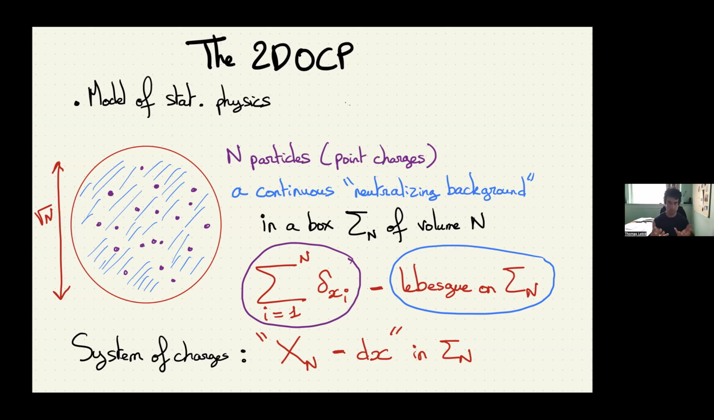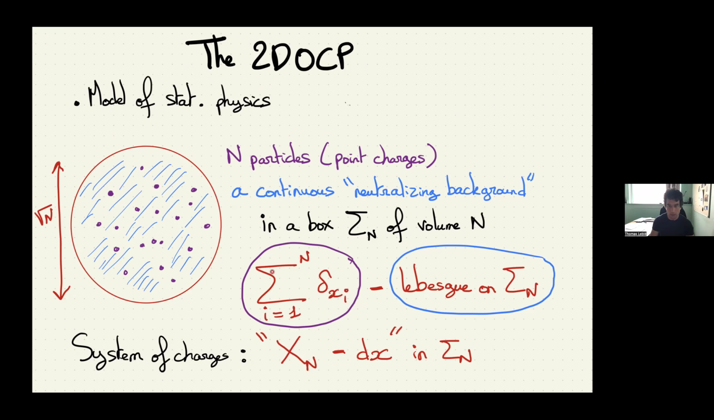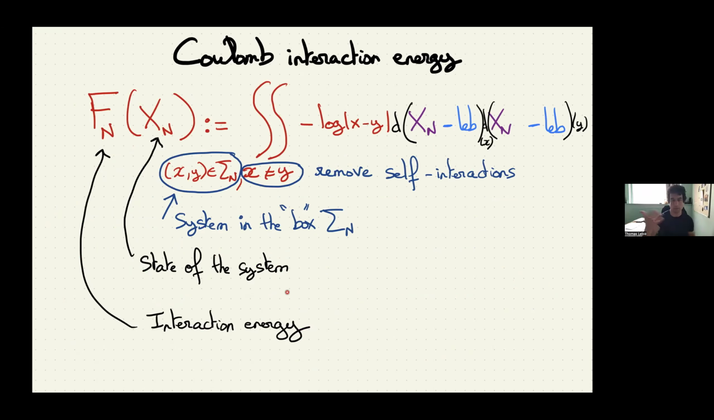And this is the fundamental object. Of course, since the Lebesgue measure doesn't change, the only variable is here. And sometimes I will just write it down as big Xn minus dx. And you should keep in mind that everything takes place for the moment in one box. Okay? And so in particular, I will represent this measure of the charges with big Xn. So that will be the state of the system, because the continuous background is always the same.